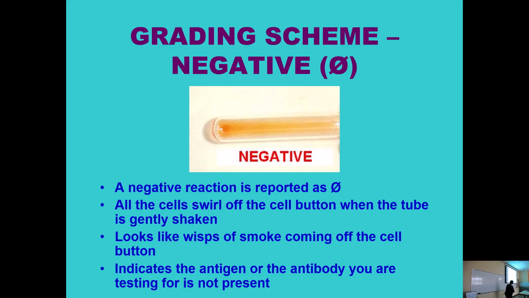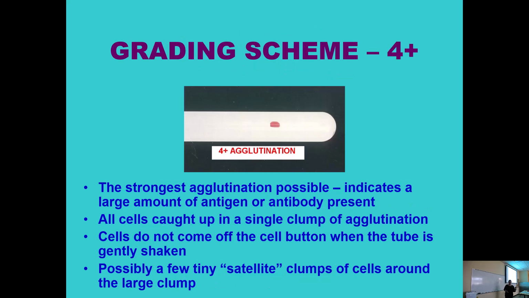A negative reaction gets reported as a 0 with a line through it. All the cells swirl off the button as it's gently shaken, so that you don't have any chunks. All the cells just individually swirl off, looking like little wisps of smoke coming off the cell button. When it's negative, it indicates that the antigen or the antibody you are testing for is not present.